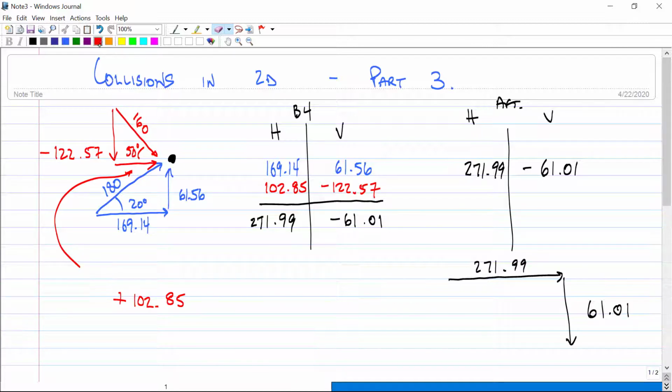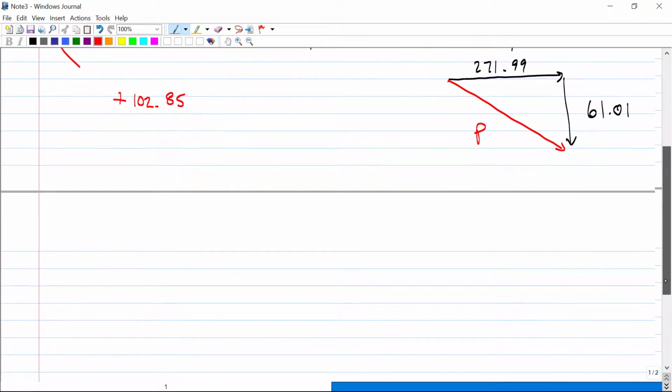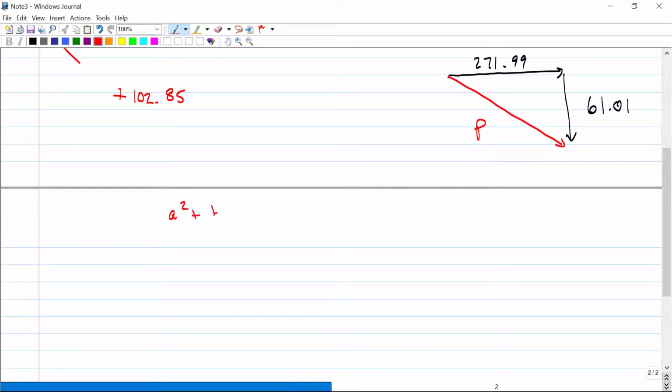Now that we know the components, we've got this diagram. That allows me to calculate what this is going to be. This would be my resulting momentum. And I'm going to do my simple a squared plus b squared equals c squared. And I'm going to end up getting a total of c equaling 278.75 kilogram meters per second. That's going to be my momentum.